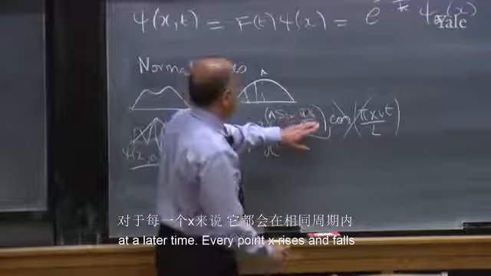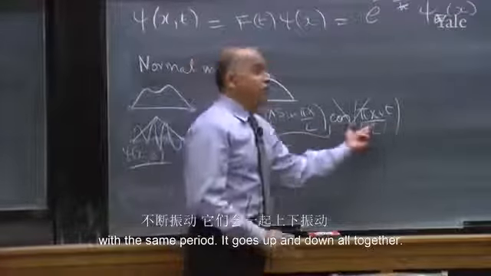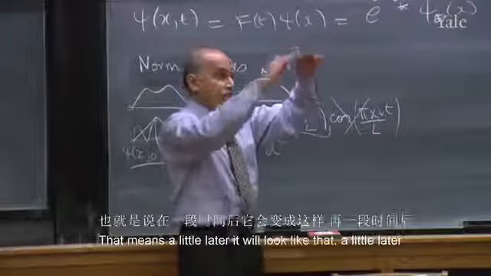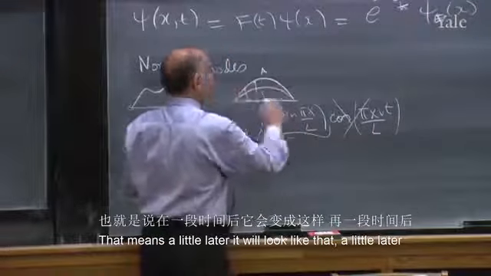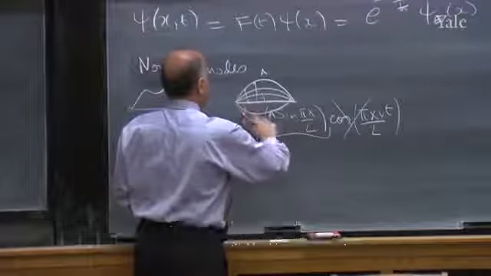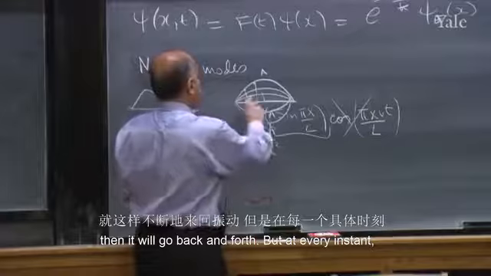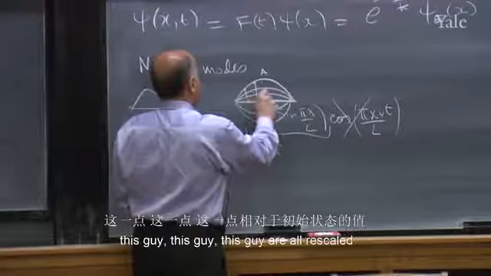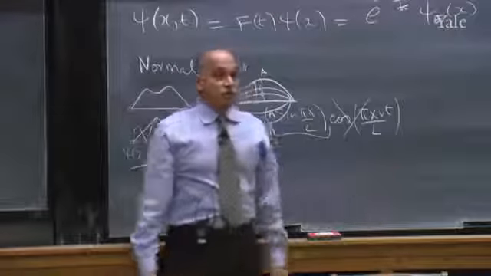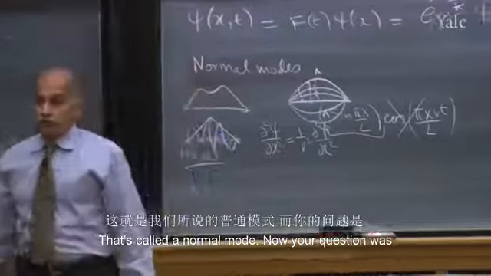Every point x rises and falls with the same period. It goes up and down all together. That means a little later it'll look like that. A little later it'll look like that. Then it'll look like this. Then it'll look like this. Then it'll look like that. Then it'll go back and forth. But at every instant, this guy, this guy, this guy are all rescaled by the same amount from the starting value. That's called a normal mode.